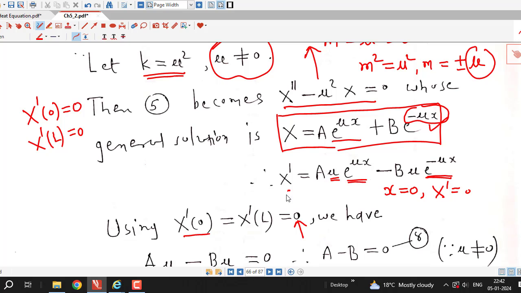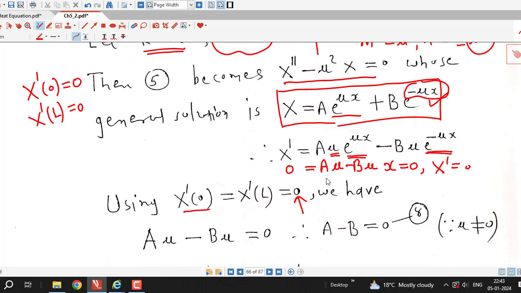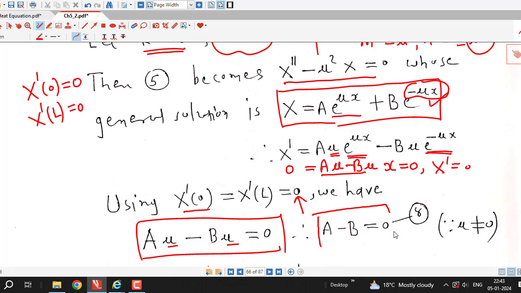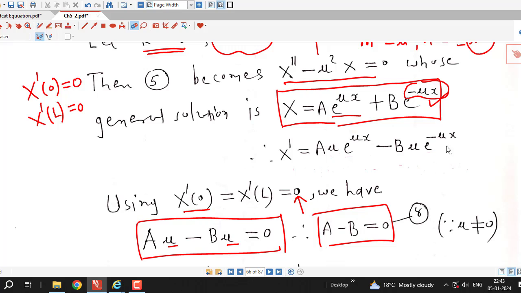So from this I will obtain 0 equal to a into mu e raised to 0 minus b into mu e raised to 0, that is 1. So I obtain a into mu minus b into mu equal to 0, and because mu is non-zero we obtain this equation, a minus b equal to 0. Similarly we put x dash equal to 0 when small x equal to L. So we use this condition. This means when small x equal to L, x dash is 0.